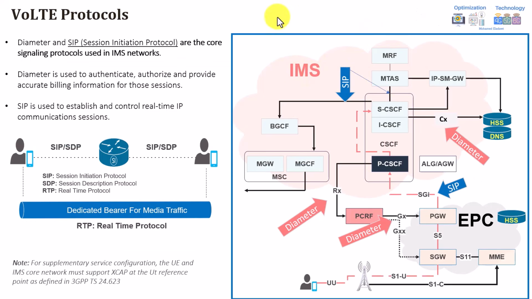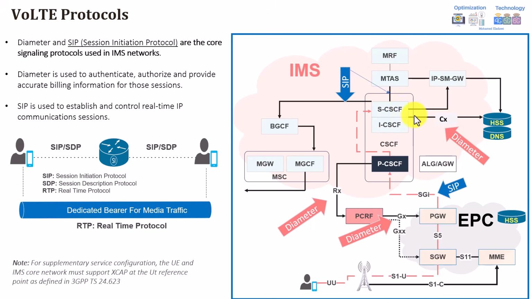Initially, I would like to start with the VoLTE protocols and the interfaces. In VoLTE there are two main protocols, which are the core signaling protocols used in IMS: the Diameter protocol and the SIP protocol. Diameter is used, as mentioned, to authenticate, authorize, or even provide accurate billing information. And as you can see, Diameter is usually used between, for example, the HSS and the serving CSCF, or the IMS in general.